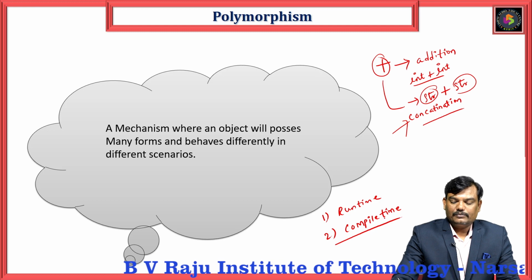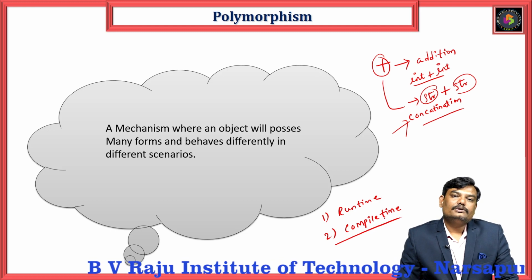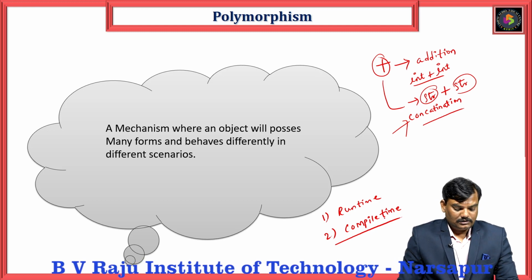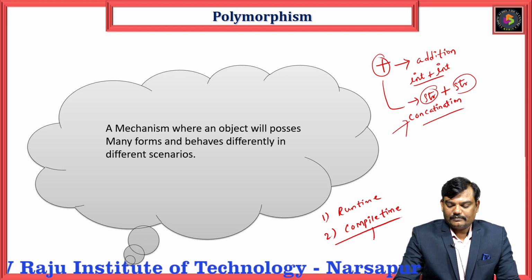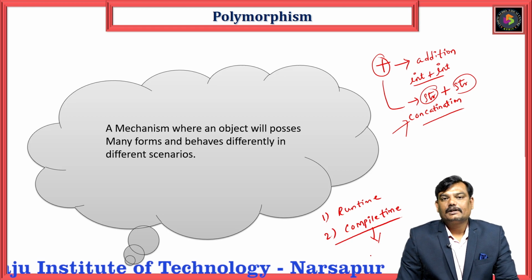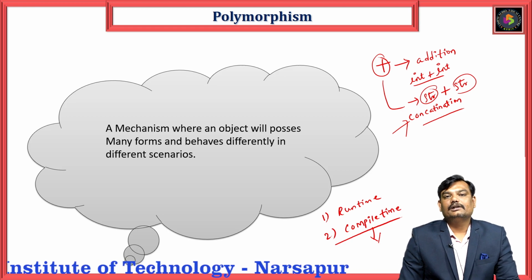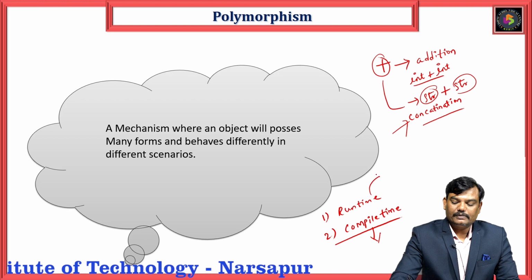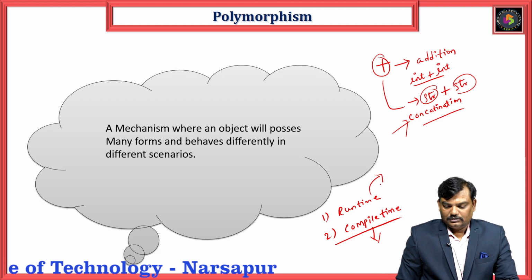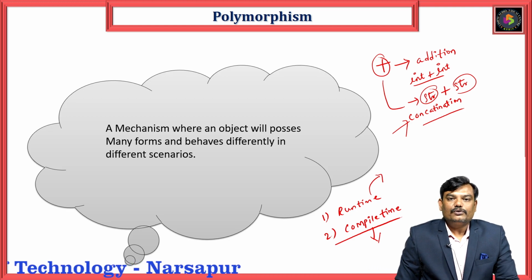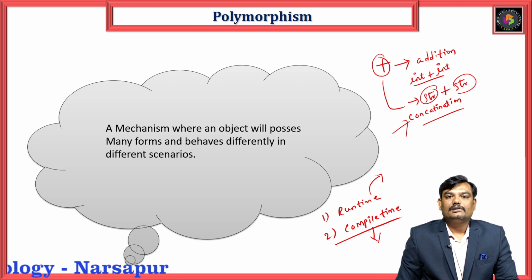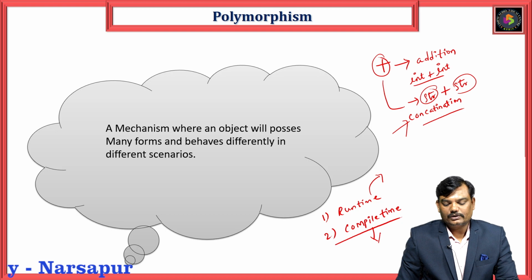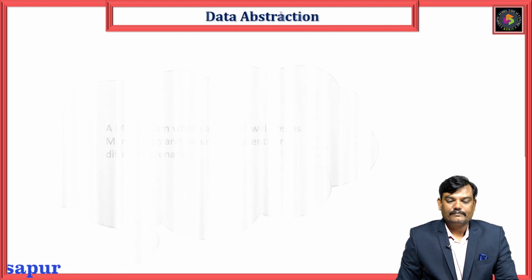Before running the program, the call to the method will be done. We call it compile time polymorphism. In runtime polymorphism, after running the program, the method will be bound. So in order to achieve polymorphism, we have to make use of either method overloading or method overriding. We'll be talking about this in the next sessions.